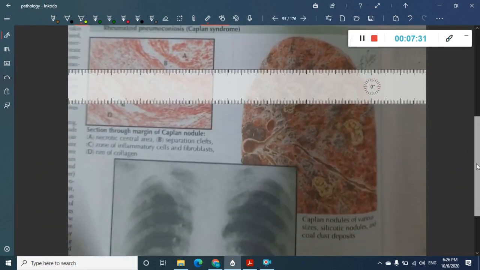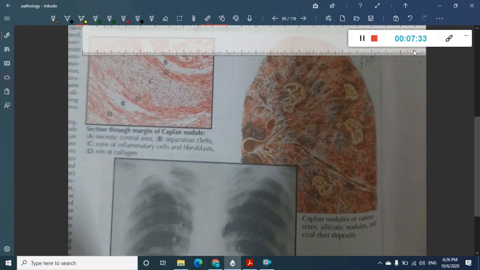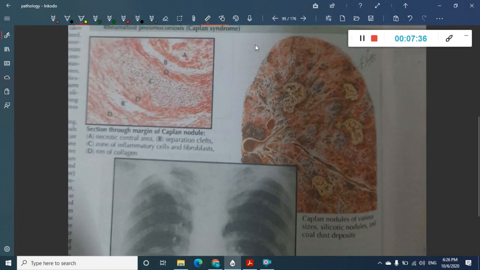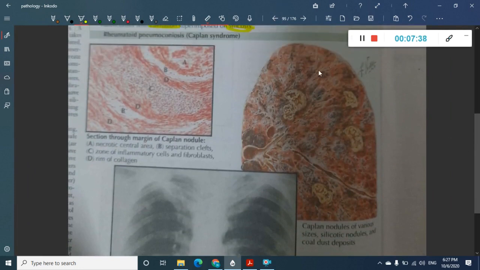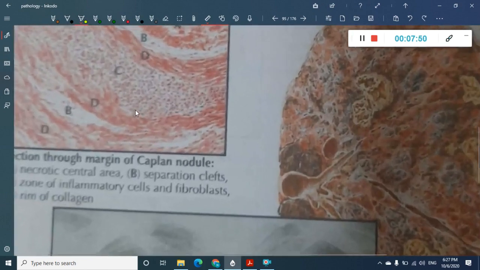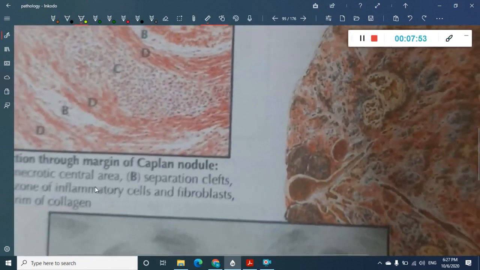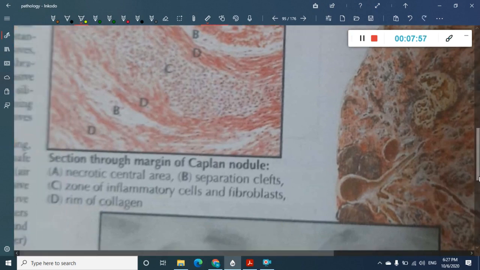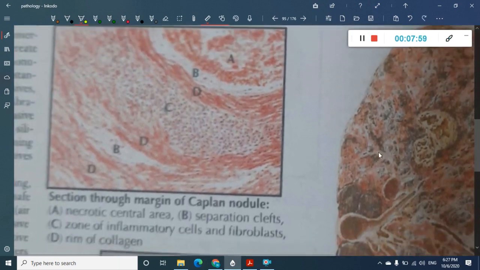Okay, next, what is this? Actually, this is rheumatoid pneumoconiosis. What does this mean? It is associated with rheumatoid arthritis. If rheumatoid arthritis is associated with pneumoconiosis, then we call it rheumatoid pneumoconiosis. So here I would just like to show you the histological feature. This histological feature contains the following things.